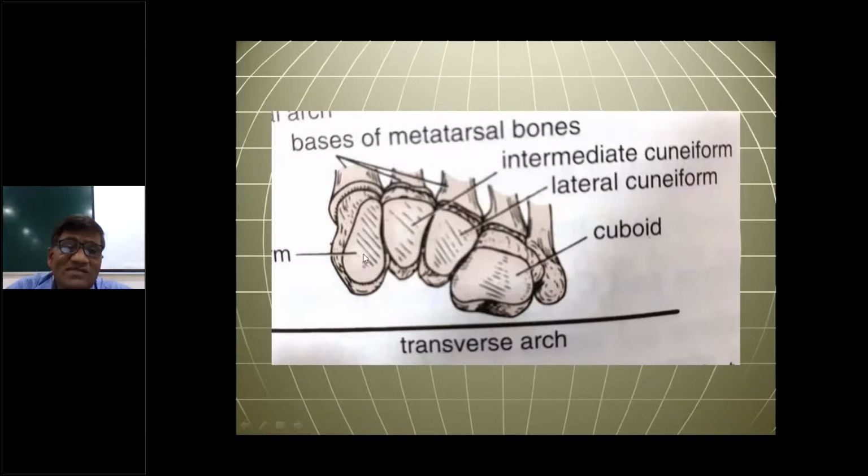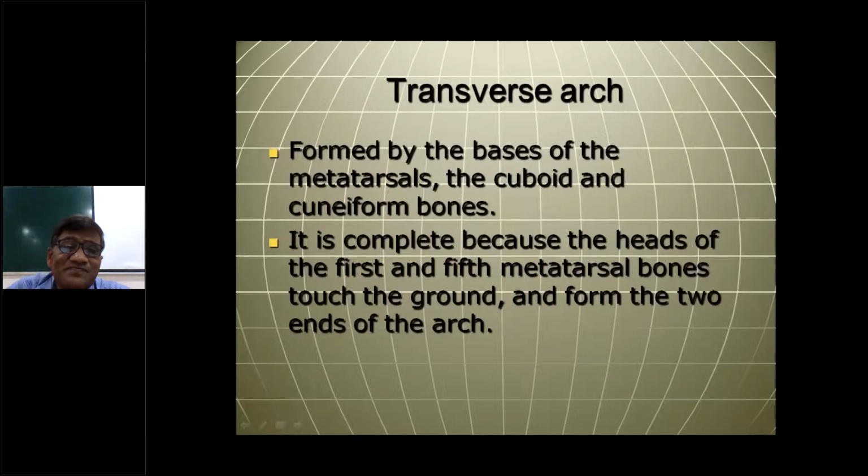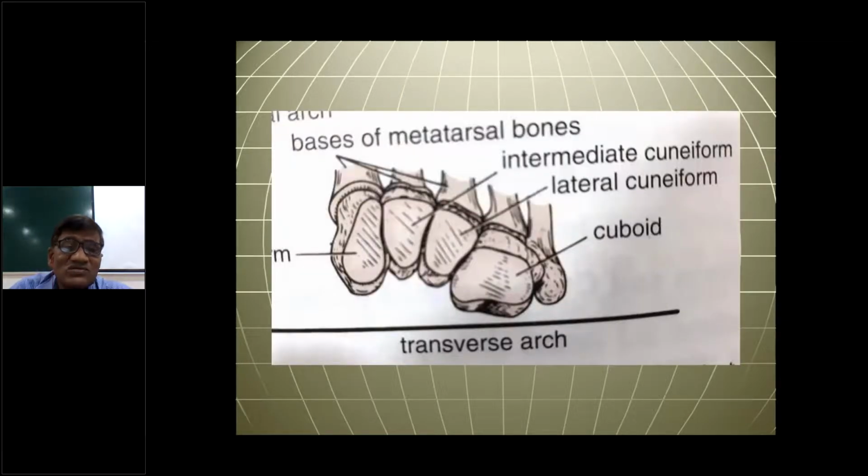So all these things are also arch shaped. Only the ends are below, touching the ground. In the middle, they are at a higher level. So this is the transverse arch, formed by the bases of the metatarsals, the cuboid, and the cuneiform bones. So the three cuneiform bones, the cuboid, and the bases of all five metatarsals.